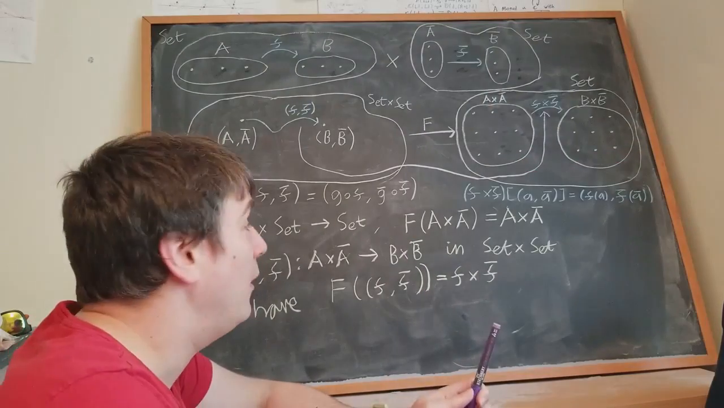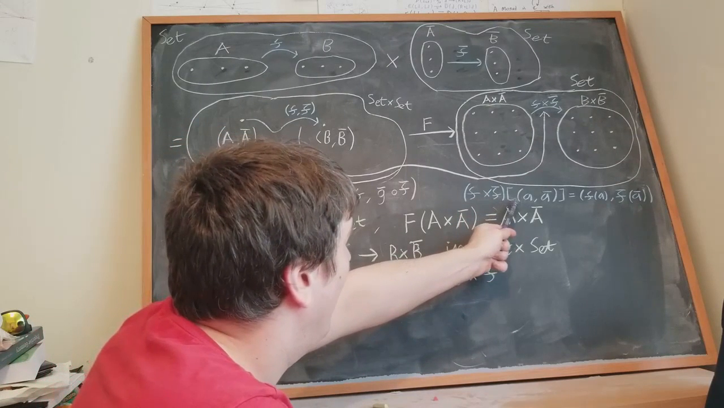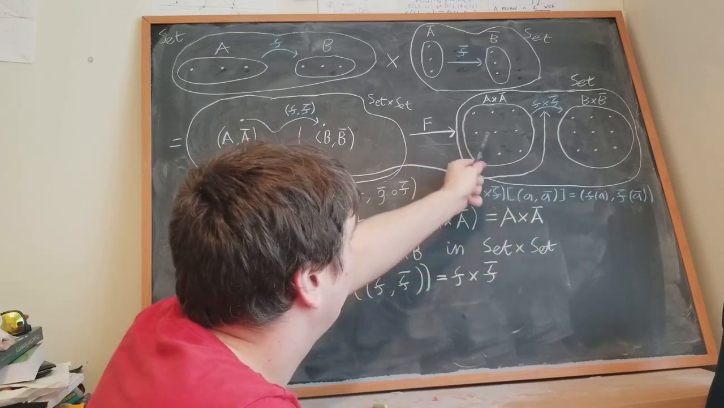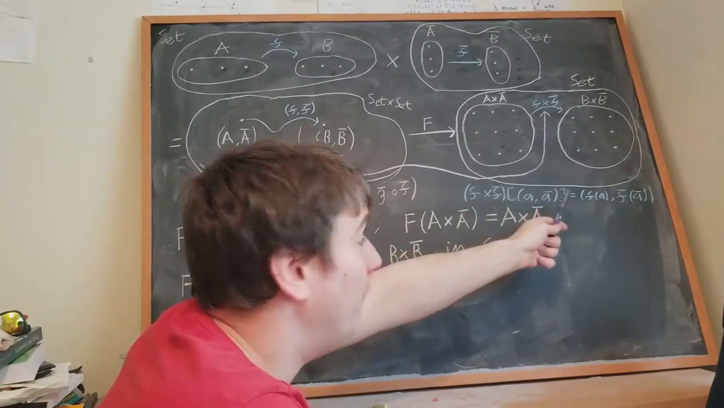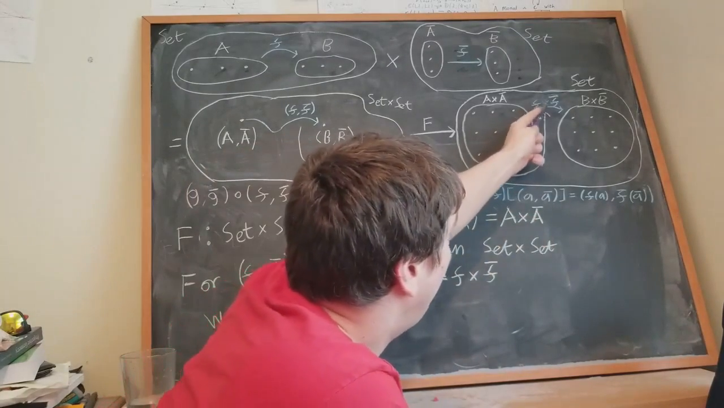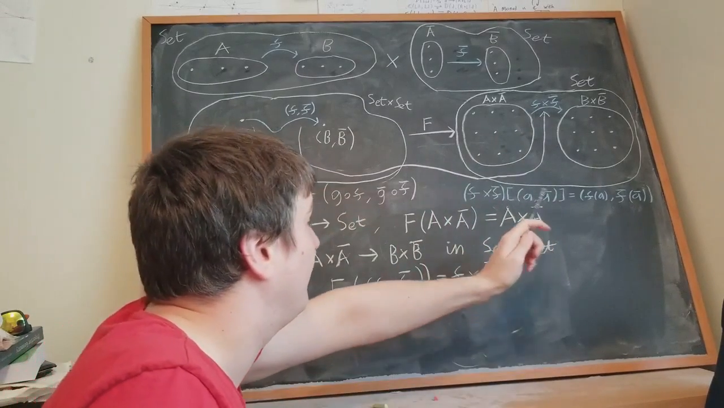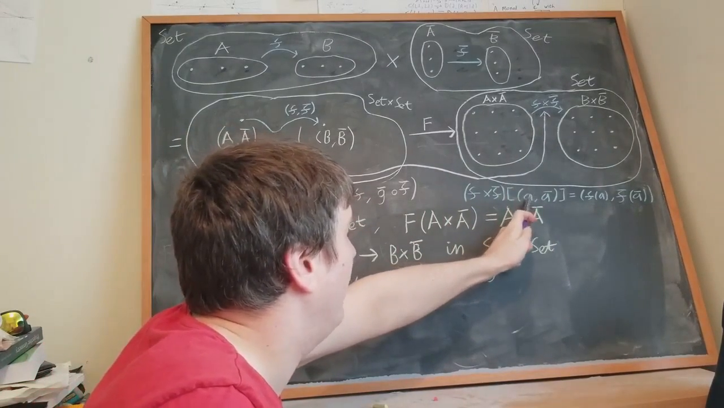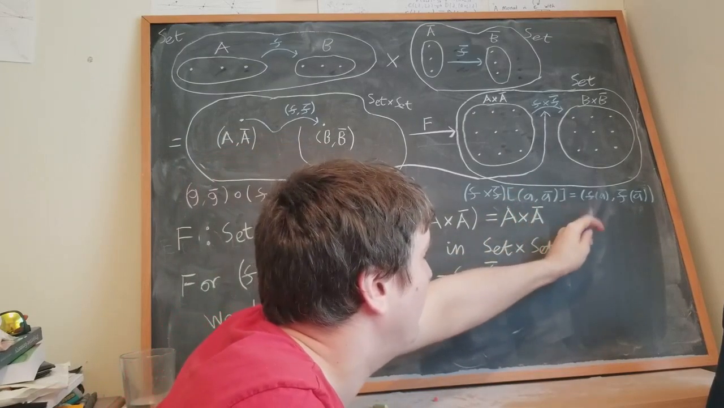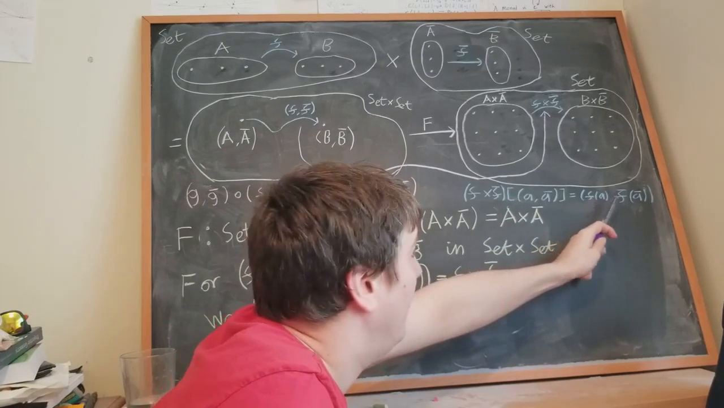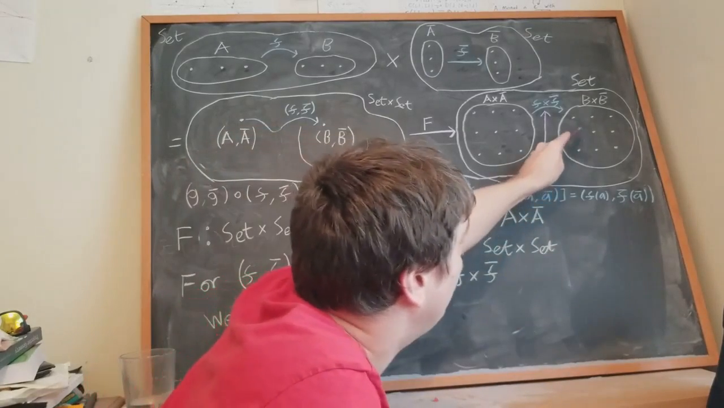Now, the way this function works is that when it's operating on some element a comma a bar, we're just going to operate using these two functions f and f bar on the two elements of the pair. So we'll just do f on the little a, and we'll do f bar on the little a bar. So the result's going to be f of a and f bar of a bar paired together. And that's going to be an element in this set here.